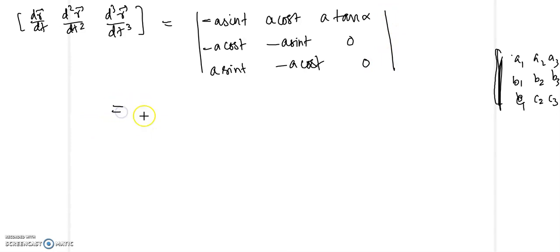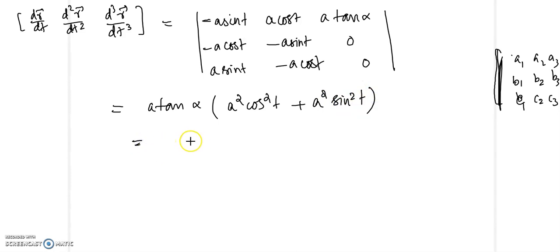And now let me take the determinant with respect to the third column. So the value of the determinant will be a tan alpha into a square cos square t plus a square sin square t. So that will be equal to a cube tan alpha. So the value of the box product will be equal to a cube tan alpha.